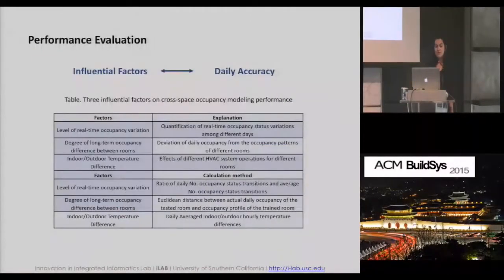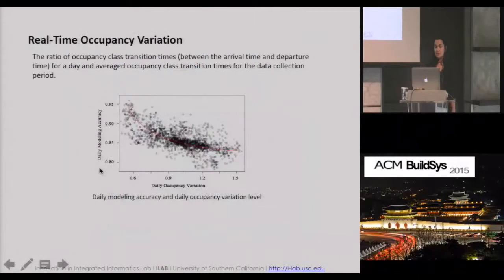So then we looked at different parameters in terms of performance evaluation. We dug into the data and tried to understand why we're getting the results that we're getting. We looked into the level of real-time occupancy variations, the degree of long-term occupancy difference between rooms, and we also looked at indoor and outdoor temperature differences and how those impact the results.